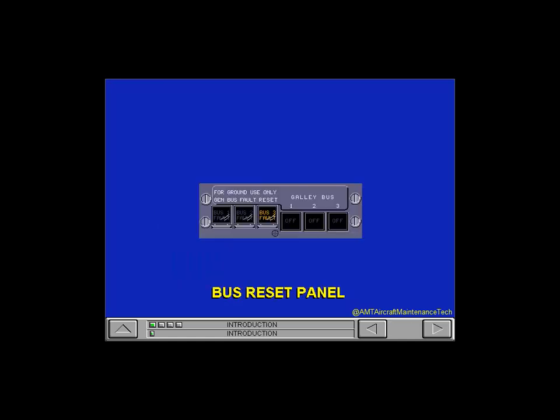If an AC generator bus failure occurs, you will use the bus reset panel to reset the generator bus. To reset the generator bus, you will push the correct switch light on the bus reset panel. In this example, you will push the bus 3 fault switch light. If the bus resets, the bus 3 fault light will go out. If the fault stays there, the light will stay on.